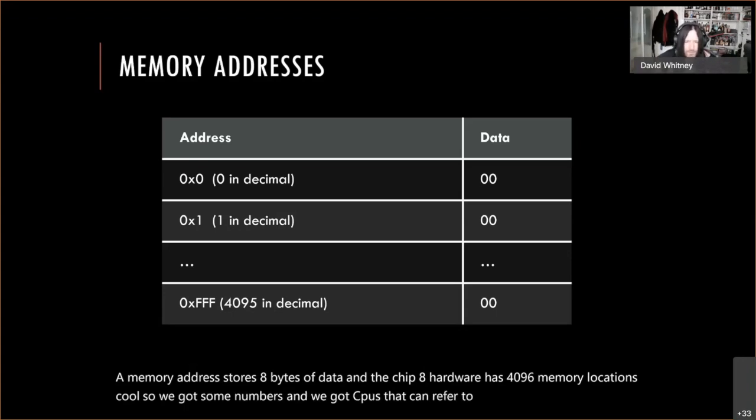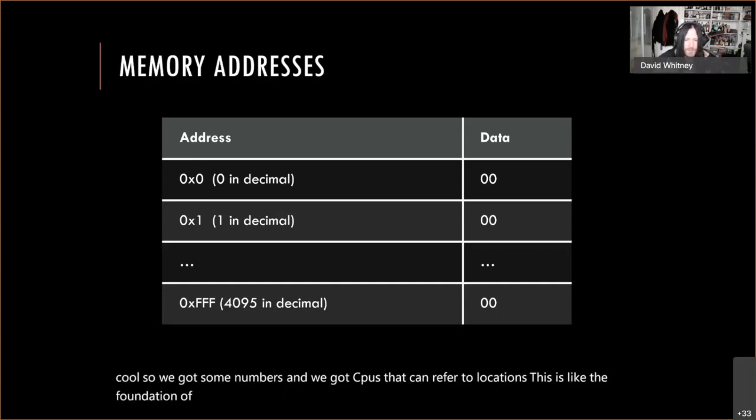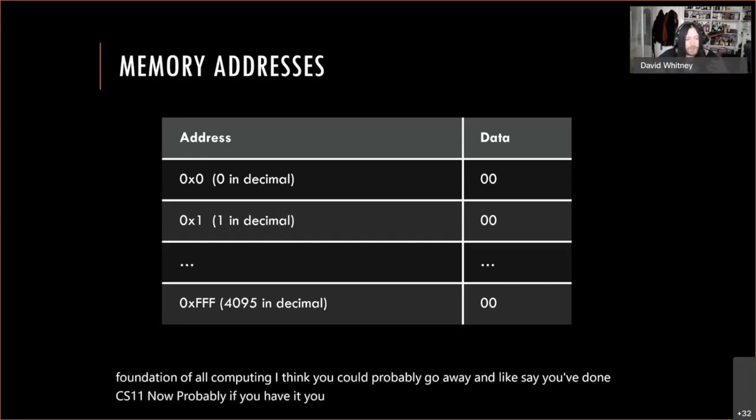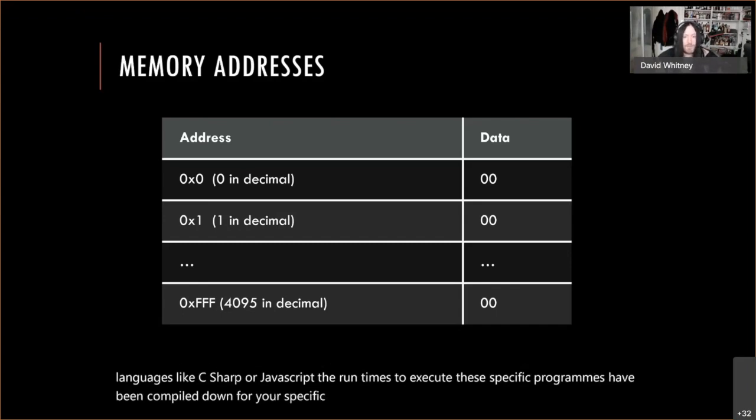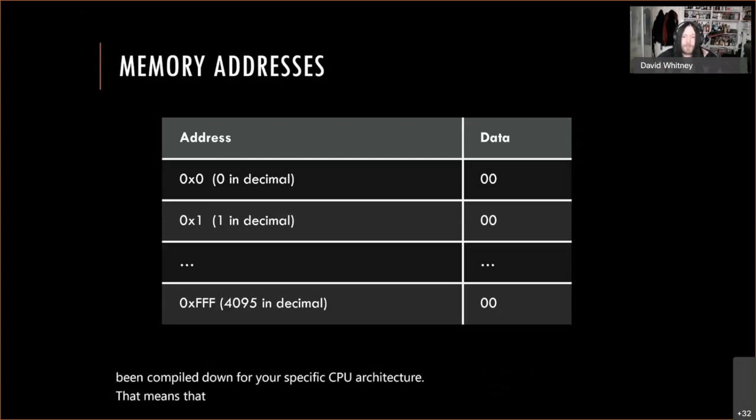This is like the foundation of all computing. I think you could probably go away and say you've done CS 101 now, probably. If you have or you haven't. So when you use a higher level programming language like C# or JavaScript, the runtimes that execute these specific programs have been compiled down for your specific CPU architecture. That means that ultimately, somewhere, something has been translated down to machine code and is running on your CPU.